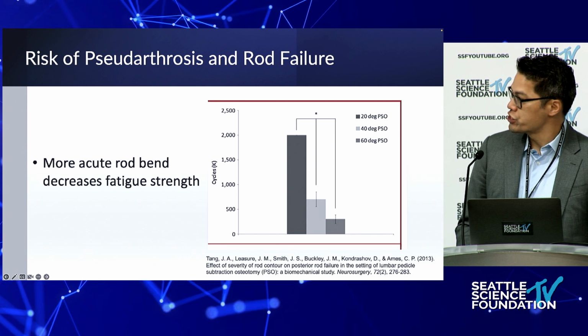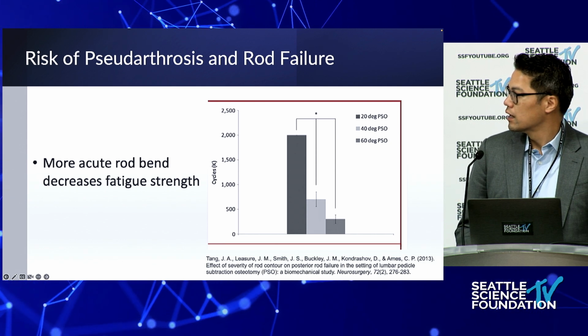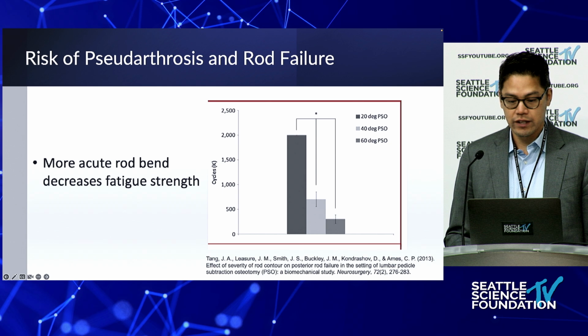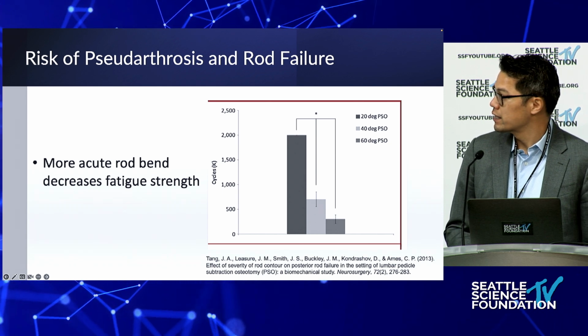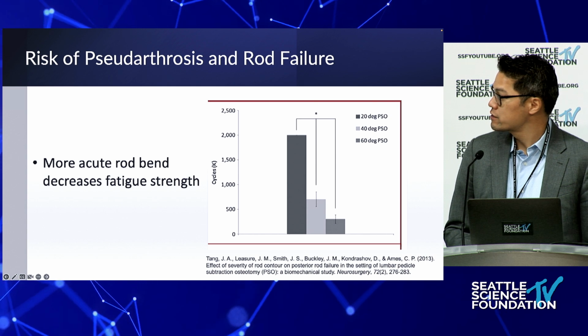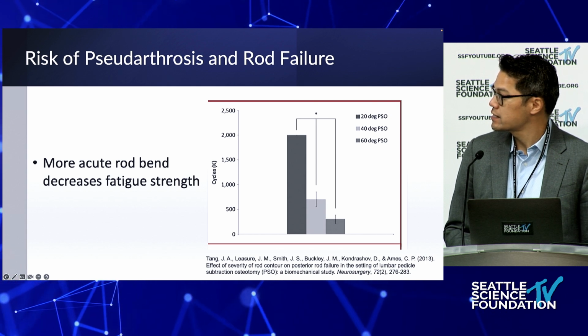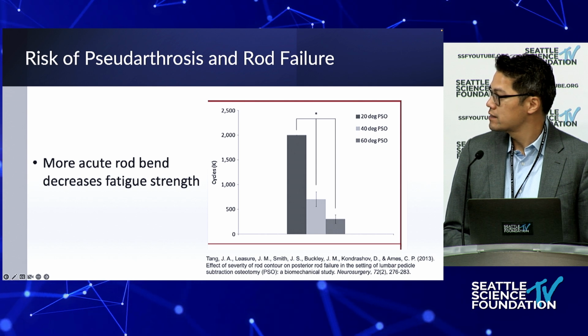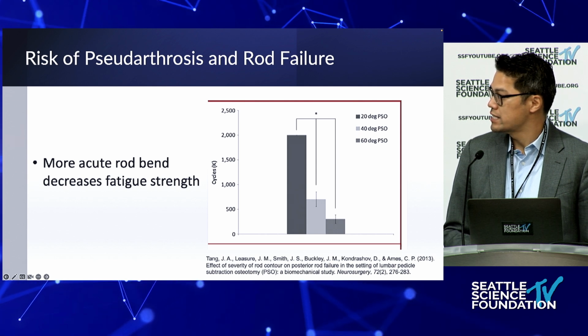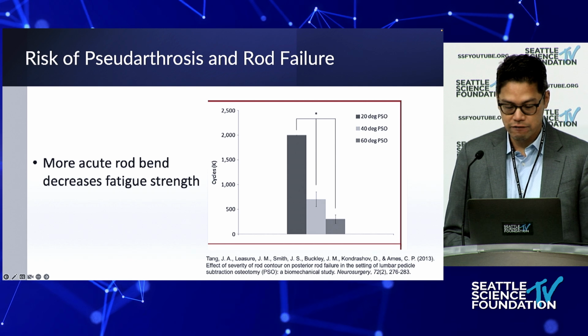And this figure shows a relationship between the angle of the rod bend with fatigue strength. So this group looked at different degrees of bend for the rod, 20 degrees, 40 degrees, and 60 degrees. And then they cycled the rod and found that with increasing bend, it decreases the number of cycles until failure.